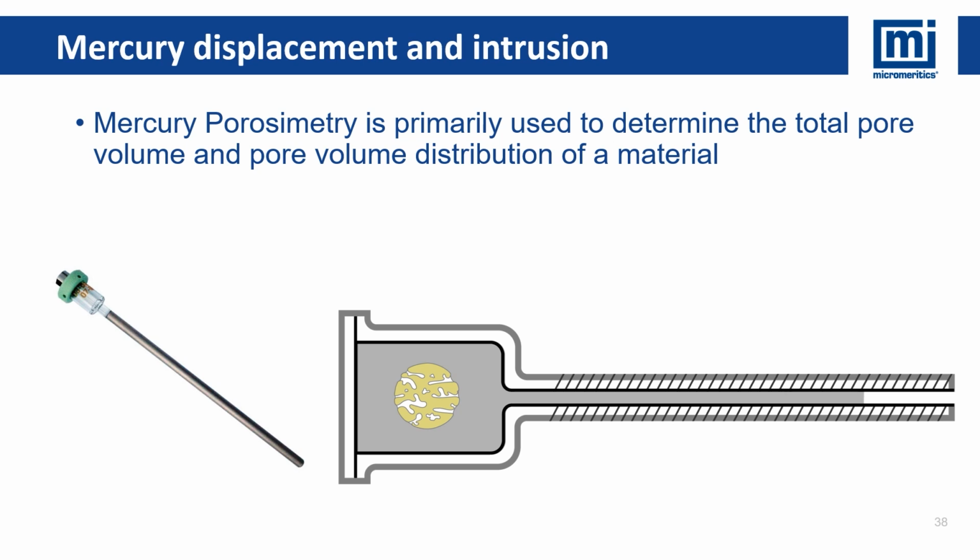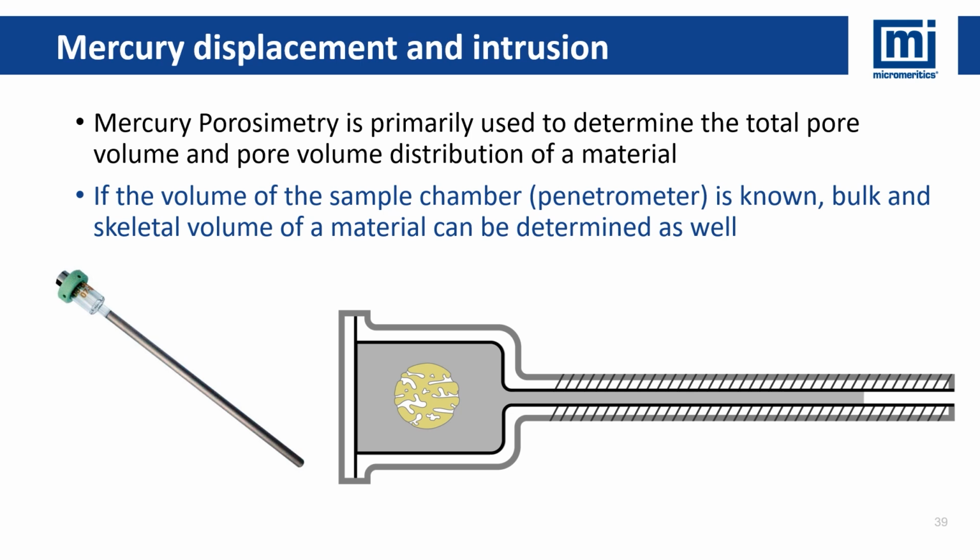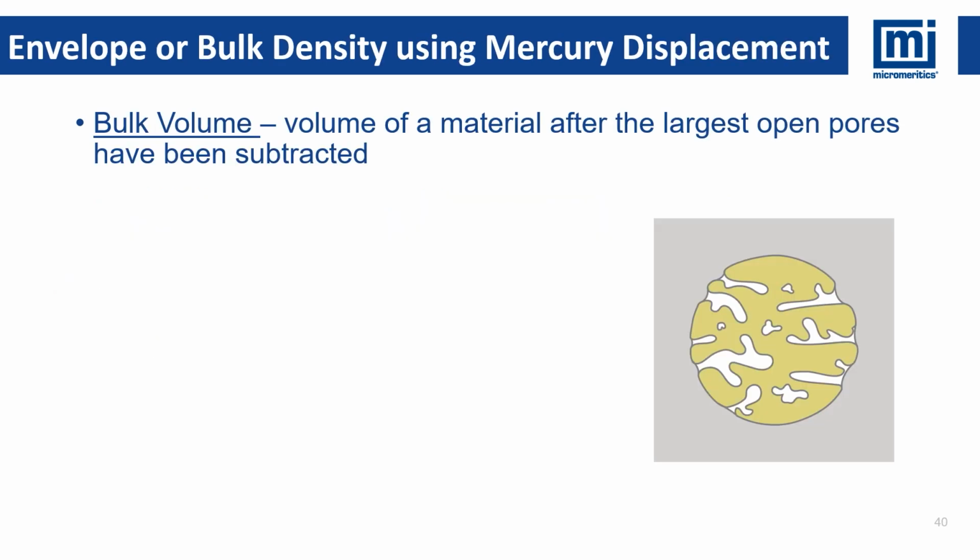If we happen to know the empty volume or capacity of our sample chamber, which we call a penetrometer, then we can determine the bulk volume of the sample and the skeletal volume of the sample under test, and from those we can determine a bulk and skeletal density. First, we're going to describe the determination of envelope or bulk density using the technique of mercury displacement. Now, we define density as mass divided by volume, so our task with mercury displacement is to determine the bulk volume of our material in order to calculate a bulk density.